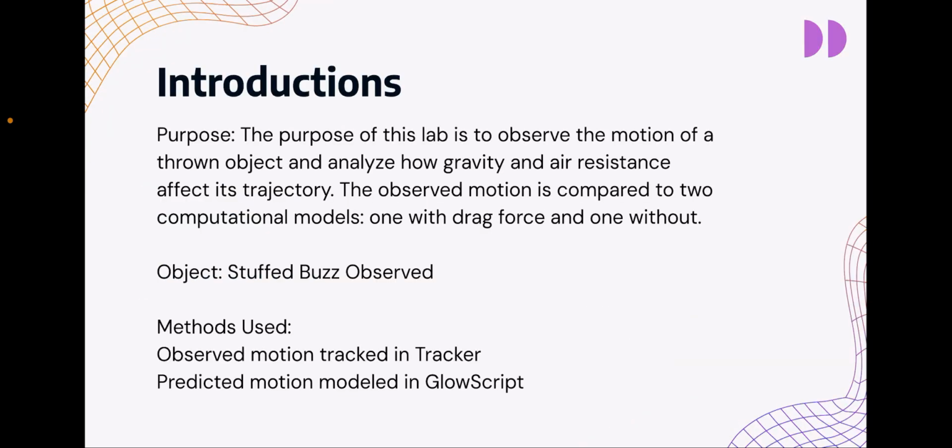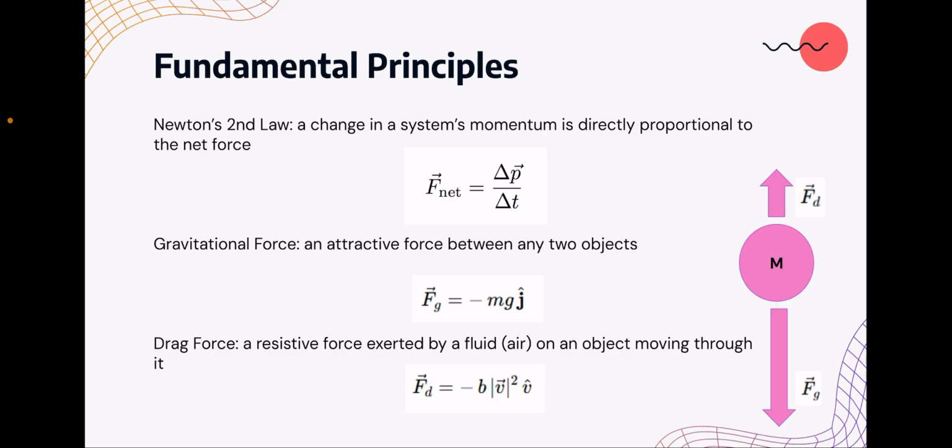The purpose of this lab was to observe the motion of a thrown object and analyze how gravity and air resistance affect its trajectory. I recorded the motion of the stuffed Buzz using Tracker and then simulated the same motion in GlowScript using two different models, one with drag force and one without. The goal was to see how closely each model matched the actual observed data.